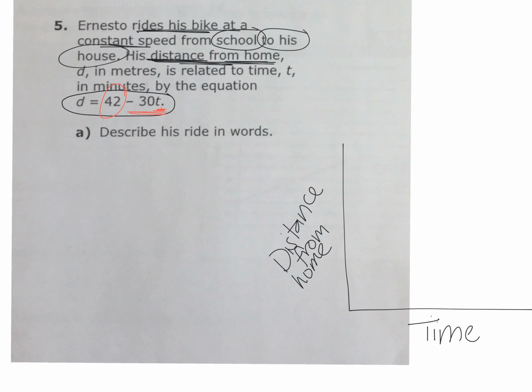Now, if the starting point is 42, that's the initial value. So we're going to plot that on the graph right here. Okay, 42. What does that mean in this scenario? Distance is in meters. Ernesto is 42 meters from where? His house. Yes, copy this down. Ernesto is 42 meters from home. Good.